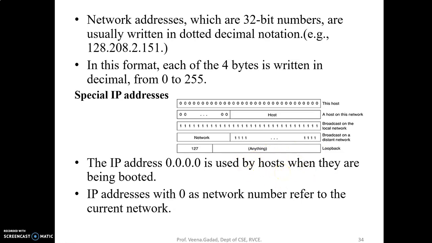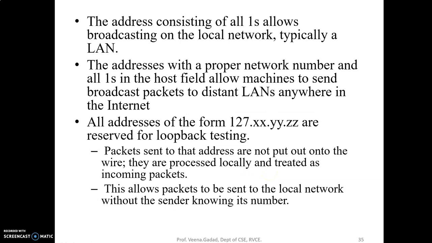We usually use such addresses for testing purposes. For example, you have developed an application. Now you want to see how the client should respond and how the server should respond. You basically do not put that packet onto the interface. You test the client and server on the same host by making use of loopback addresses. And the IP address 0.0.0.0 is used by the host when it gets booted up. This is just a description of whatever I just explained to you.